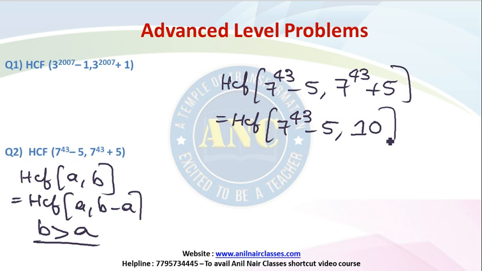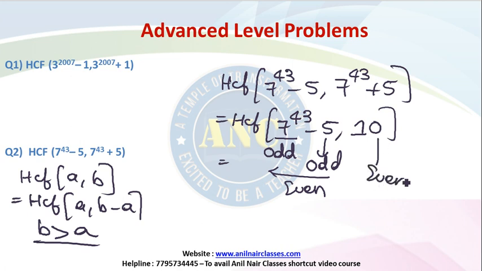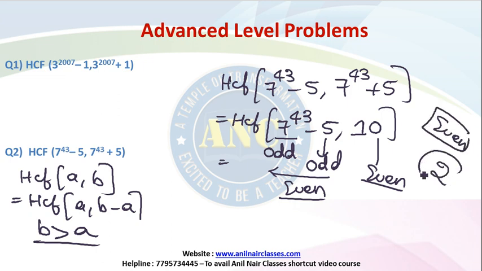Are you all with me? So now see here. This is an odd number. Odd number power any number is odd. 5 is also an odd number. Odd minus odd is even. This is an even number, this is an even number, and 10 is also an even number. HCF of any two even numbers, the answer will be even. What is the even number that is possible?